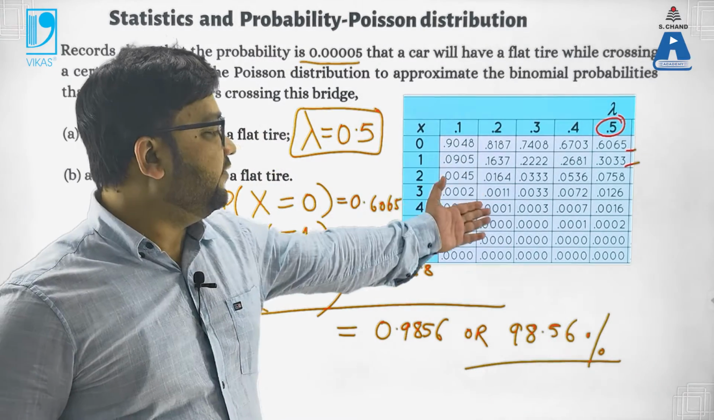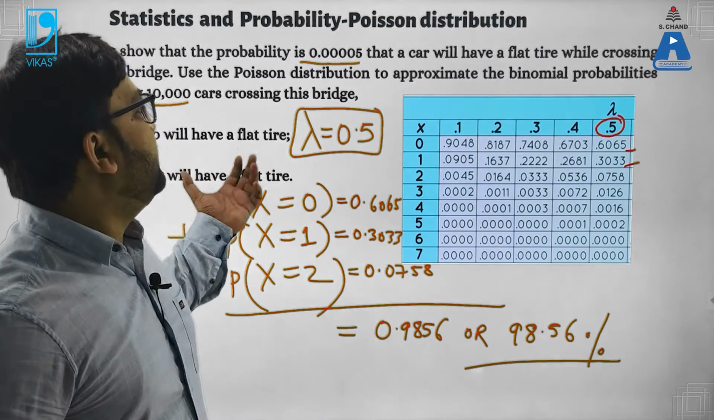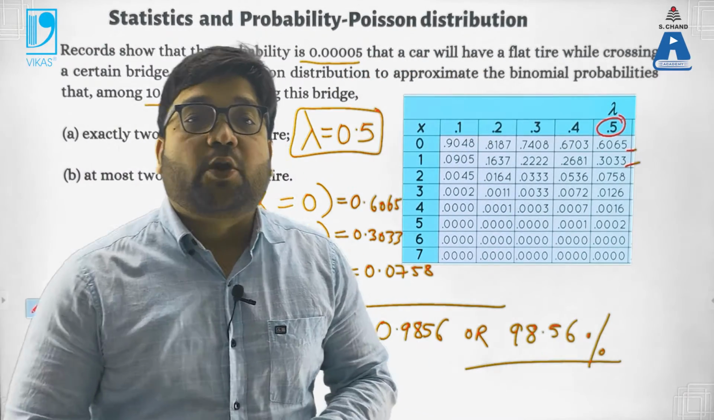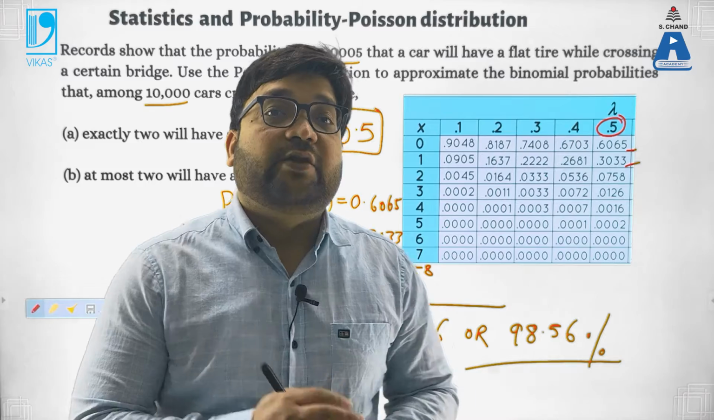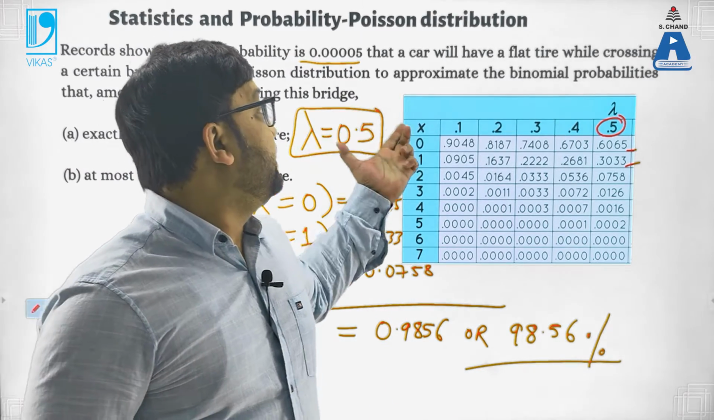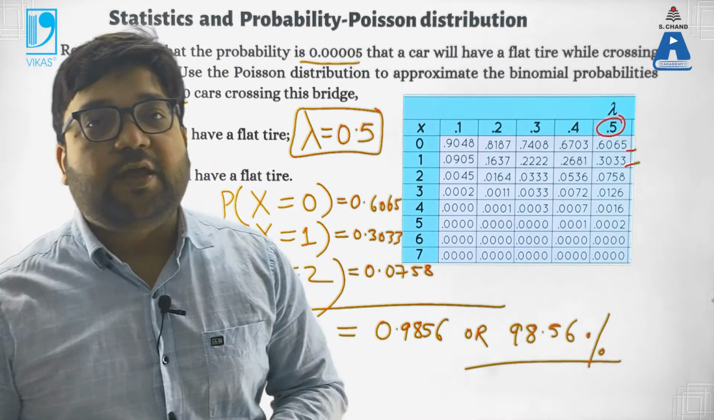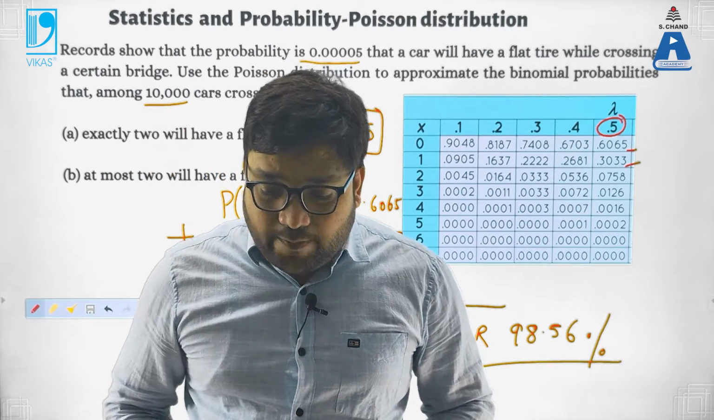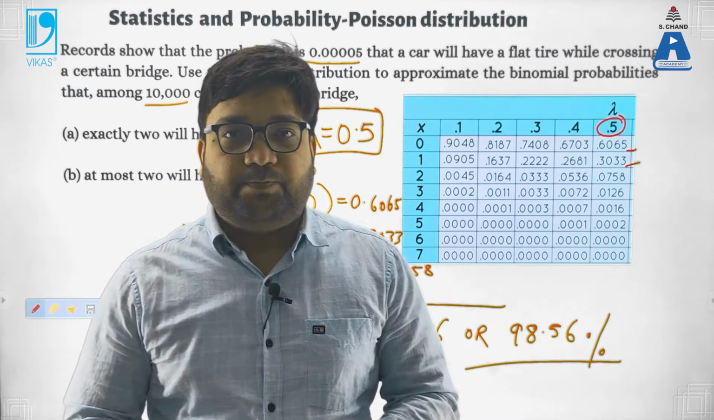I told you the use of table, the use of formula, and everything about the Poisson's distribution. We'll see one more example on this, on the use of Poisson's distribution to make things clearer.